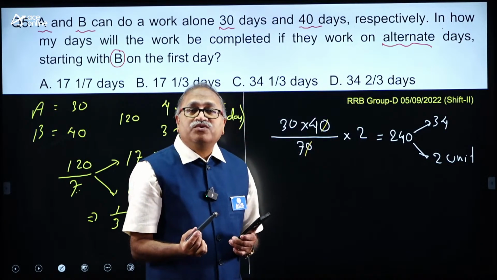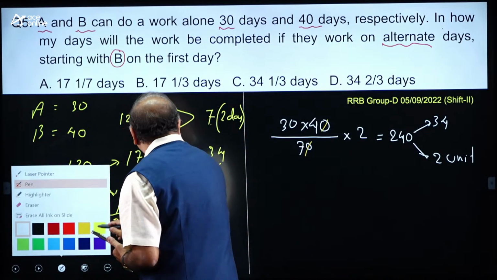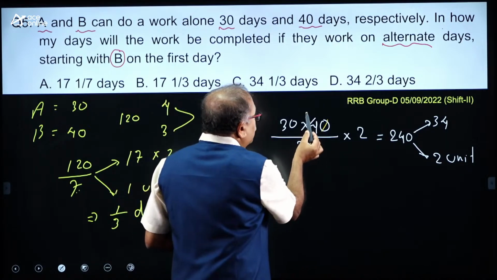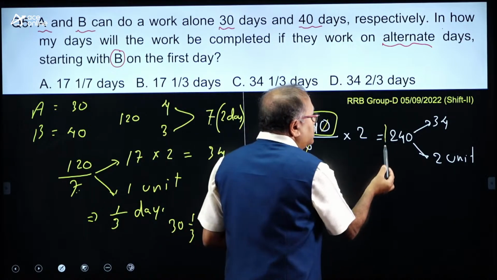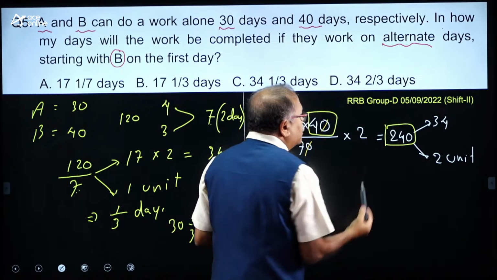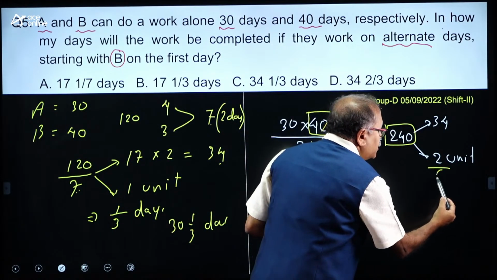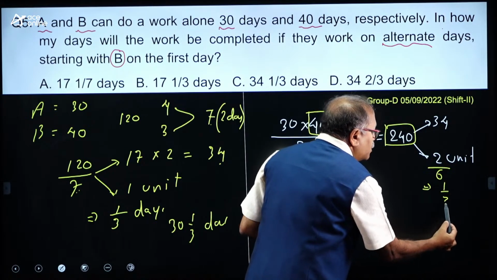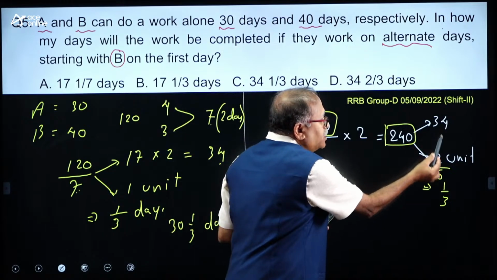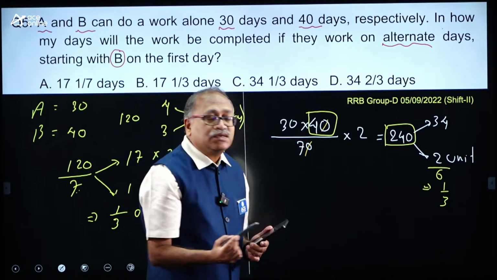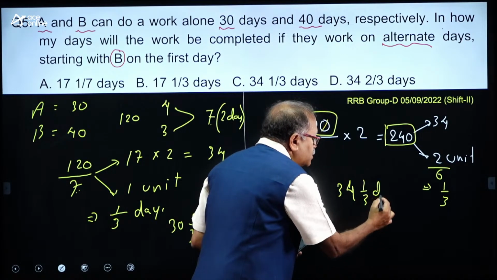Who will complete these 2 units? It is B. And B completes the whole work in how many days? In 40 days. So divide this total 240 by 40. How much are you getting? 6. So the number of days here will be 2 by 6, which is nothing but 1 by 3. So another 1 by 3 days. So 34 days plus another 1 by 3 days, and that comes to 34 1 by 3 days. That's all.